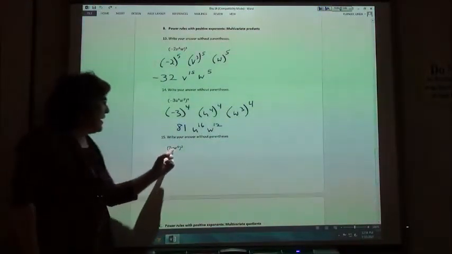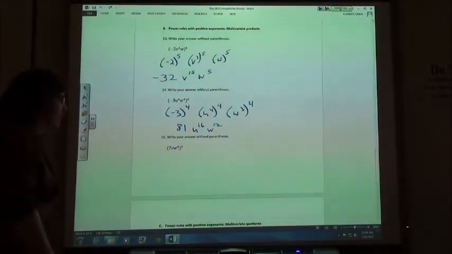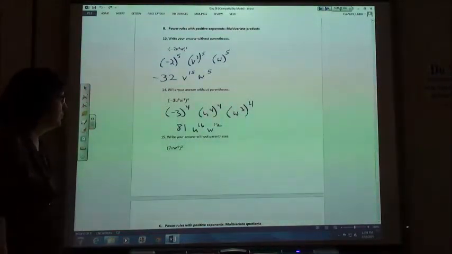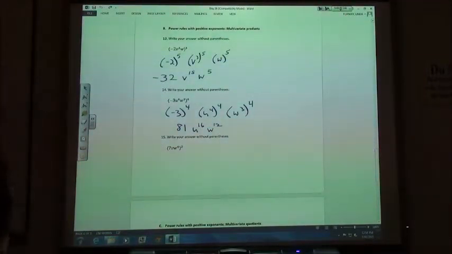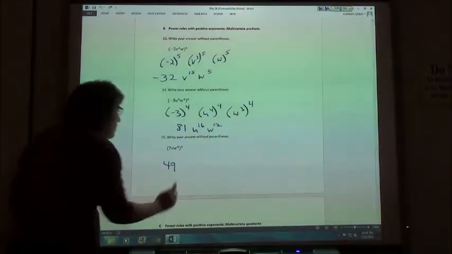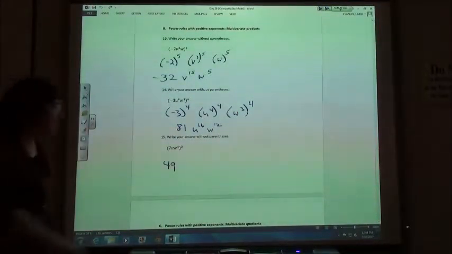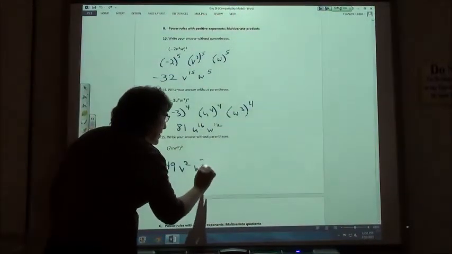So number 15, if I have 7vw to the 4th and I'm going to square that, what am I going to get for my answer? Forty-nine. v to the 2nd and w to the 8th, exactly.